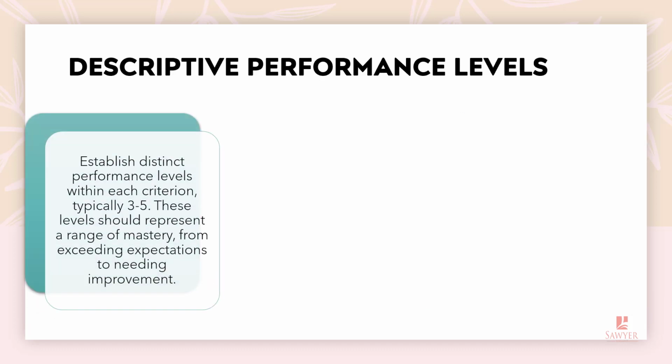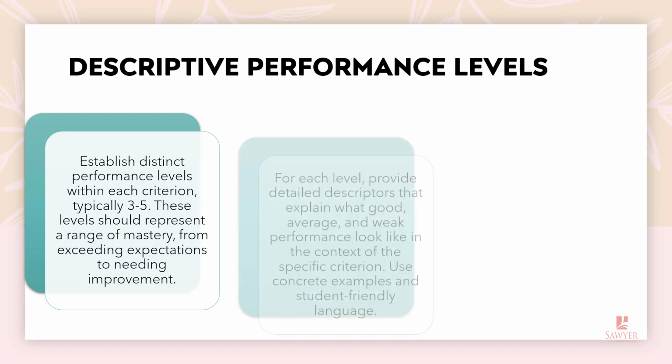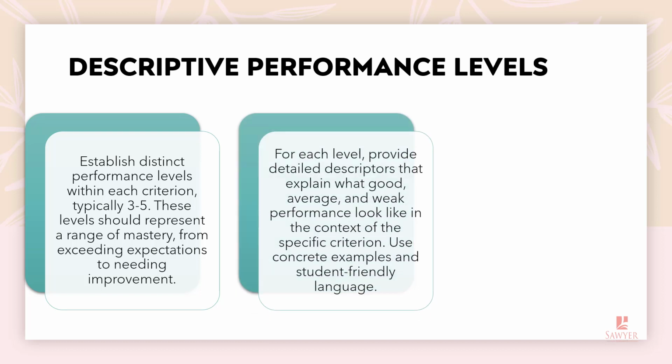And then, of course, we have our descriptive performance levels. These are also called your standards of excellence. So we establish these by using maybe 3 to 5 criteria, and then the levels should represent a range of mastery from exceeding expectations to needing improvement, something along these lines. As we covered already. And then for each level, provide detailed descriptors. Those are the things that go in the box in the middle. These descriptors, what do they have to do in order to reach that level of achievement, the performance level.